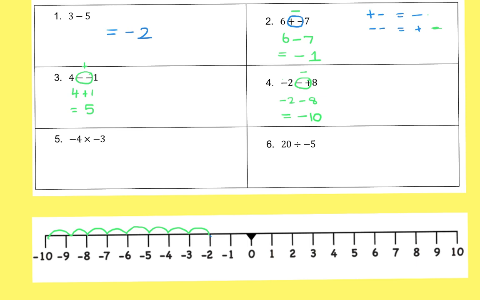Now let's do multiplying and dividing. We've got 4 times 3 and they're both negative numbers. So let's remind ourselves of the rules. 2 positives make a positive. 2 negatives make a positive. And a positive and a negative make a negative. Okay, so 4 times 3 is 12, and we've got 2 signs that are the same, and the same signs give us a positive.